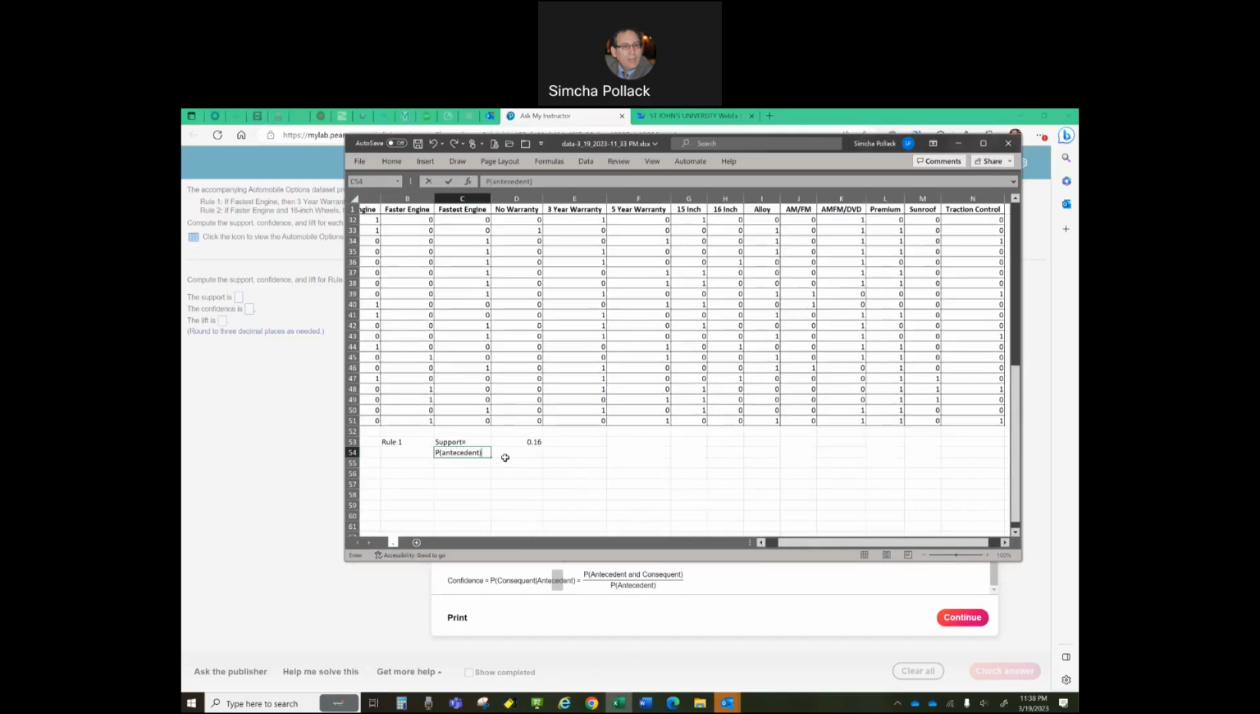So the probability of the antecedent is equal to the average of column C, C2 to C51, and that comes out to 0.44. Therefore, the confidence is equal to 0.16 divided by 0.44, and you can do it by formula. It is equal to 0.3636, or 36 percent.